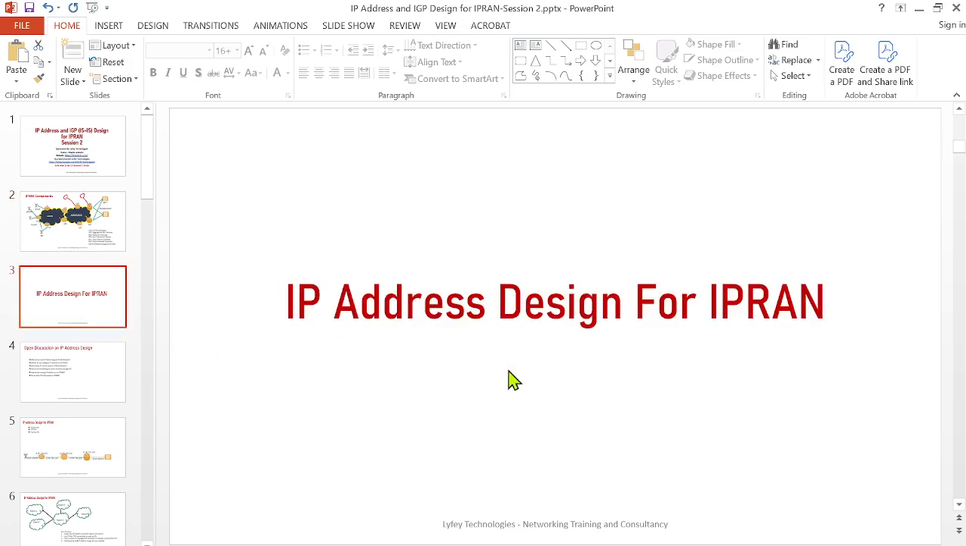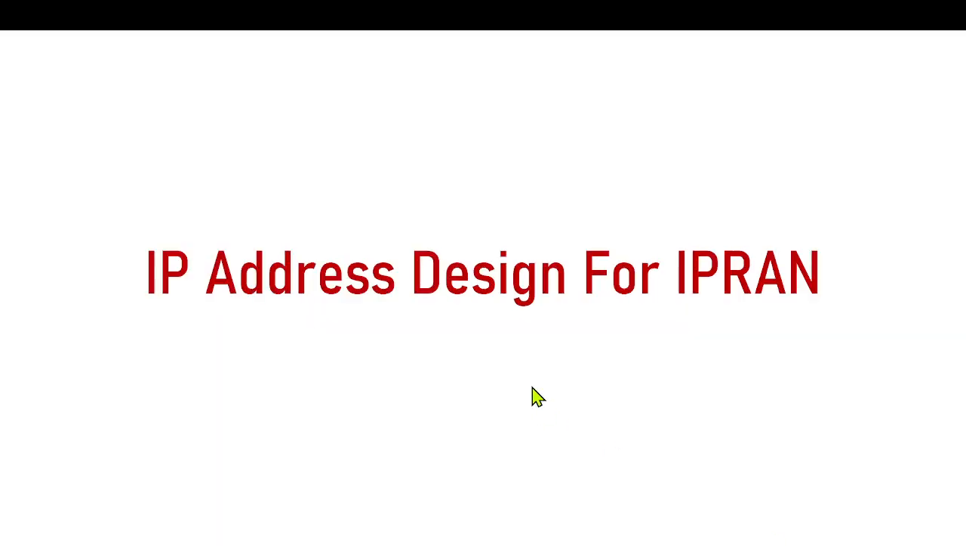So our next discussion will be on IP address design for IPRAN network. When we are talking of IPRAN, there are some basic things that we need to do. Some of the basic things is we need to configure IP addresses on our IPRAN network. How many IP addresses do you configure? What subnets to use? How many different types of IP addresses do you need to set up IPRAN network? So this is just a discussion on how you can do the IP address design for your IPRAN network.